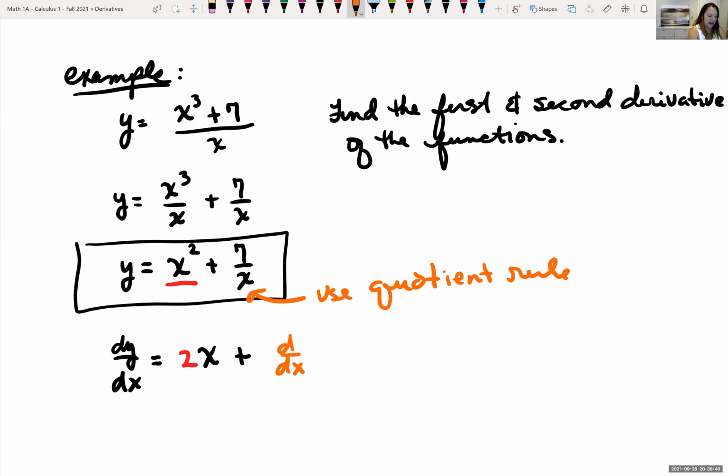So we can bring this up into the numerator and rewrite this as 7x to the negative 1 power. Now that we wrote it like that, we can use our general power rule. So now if we bring our exponent down in front, we have our 7 there times our exponent.